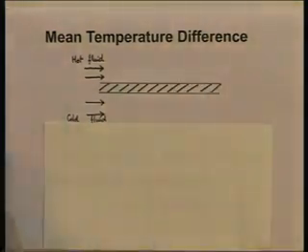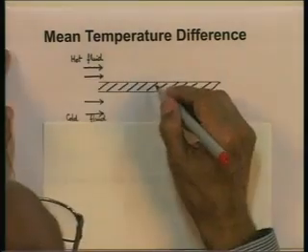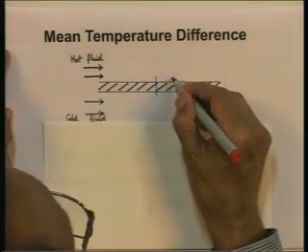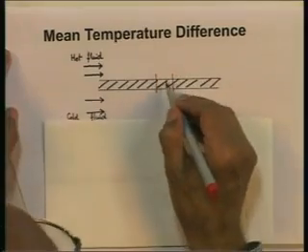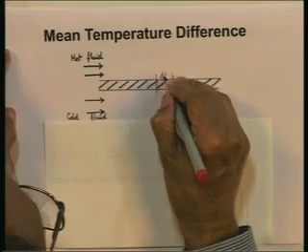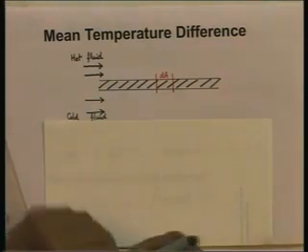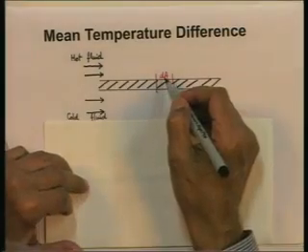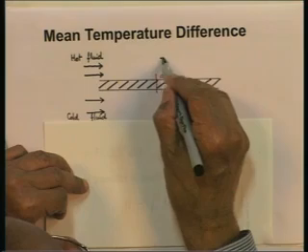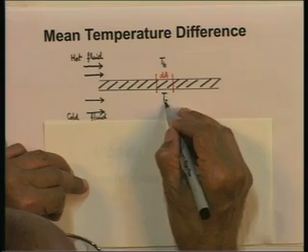Let us take some elementary area dA on this heat transfer surface, anywhere on it. Let us assume that the temperature of the hot fluid at dA is Th on this side of dA, and the temperature of the cold fluid on the other side of dA is Tc.